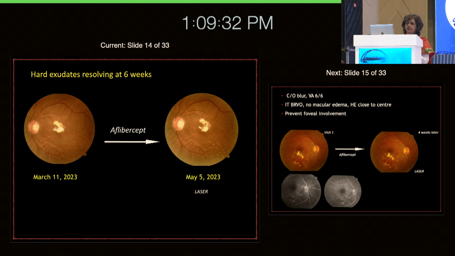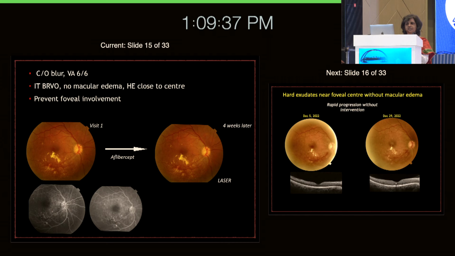This is another patient. We gave an injection, but despite that, at 4 weeks, the exudates are remaining the same. Of course, exudates take more time. They take a few months to resolve. But we have to prevent involvement. Now, this patient is 6x6. There's no edema, but why we are treating him is to prevent this exudate from entering right into the foveal center, which is when he will lose vision and not recover easily.